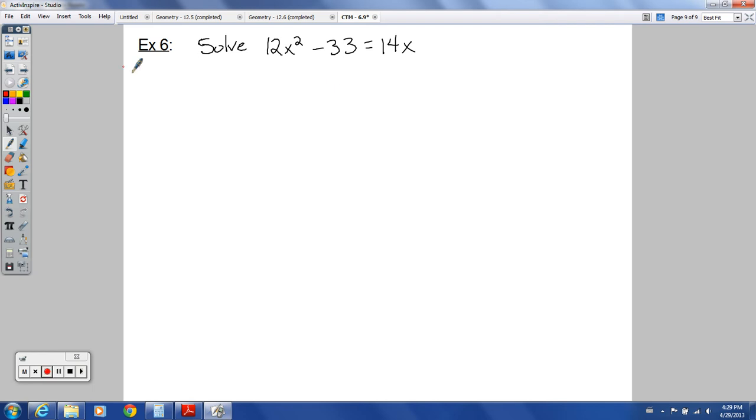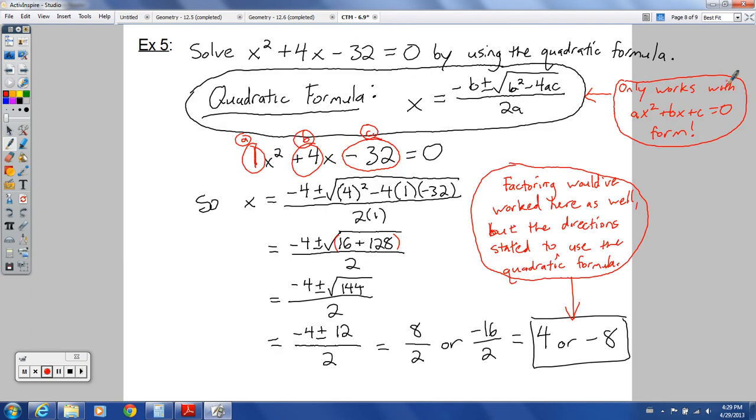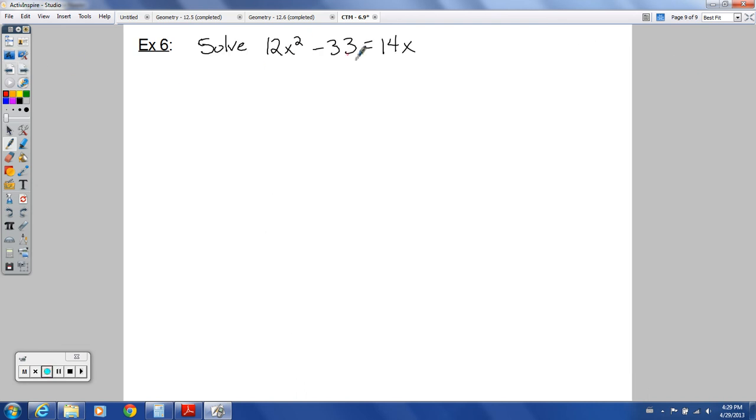Let's make sure we don't just call this A, this C, and this B. We have to get it in this form first. You have to get it in ax squared plus bx plus c form first. And so let's do that here. To do that, we would just need to subtract 14x from both sides. That would get that to cancel out here and here. And bada boom, bada bing, you got 12x squared minus 14x minus 33 equals 0. Now it is in that ax squared plus bx plus c form.